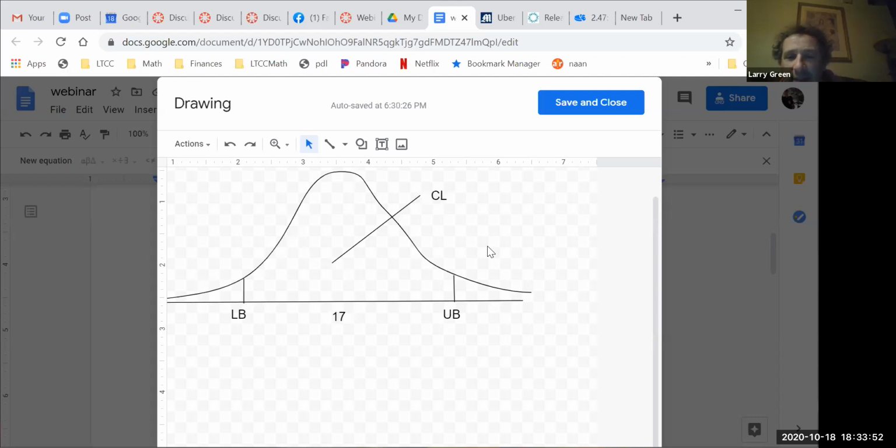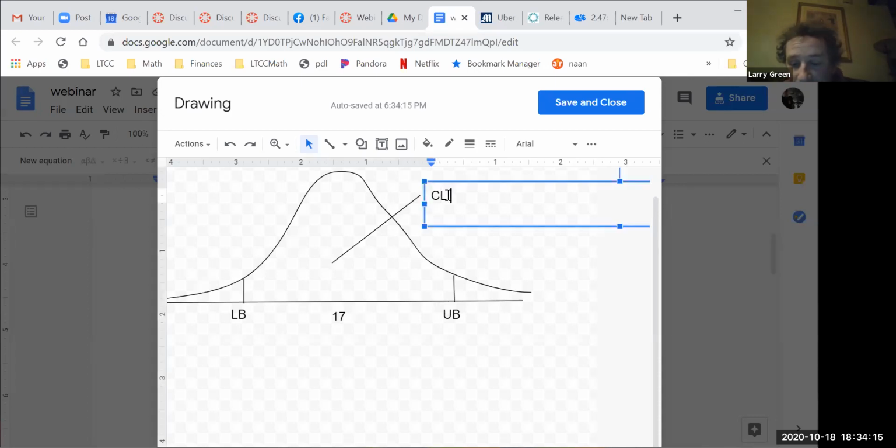Okay, so I want to mention something. I want to show you this picture, and then I'm going to show you the picture's not quite right. The problem is, if we went and used the normal curve calculator and got these numbers, let's say we want the confidence level to be 0.95.